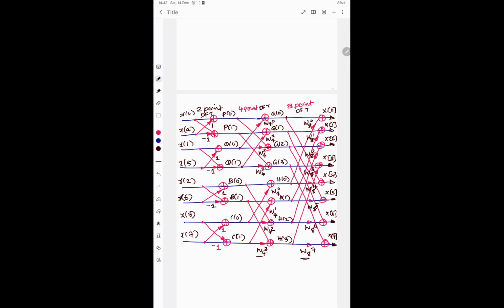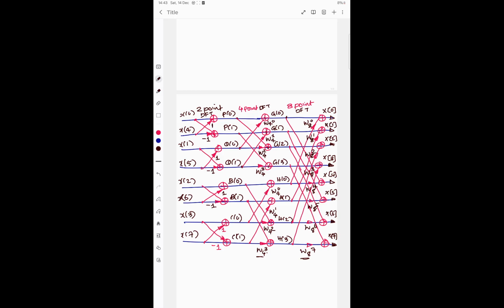Now we have to find the expression for each of these intermediate values. For example, after the 2-point DFT, we want to find the values of P0, P1, Q0, Q1, B0, B1, C0, C1. In the same way G0, G1, G2, G3, H0, H1, H2, H3, and finally X0.